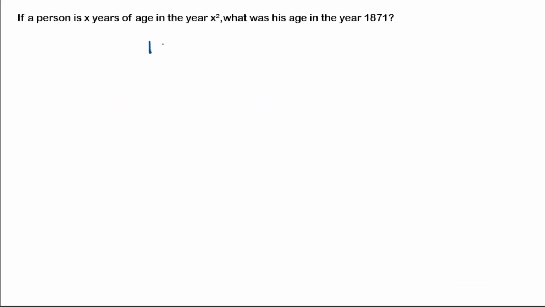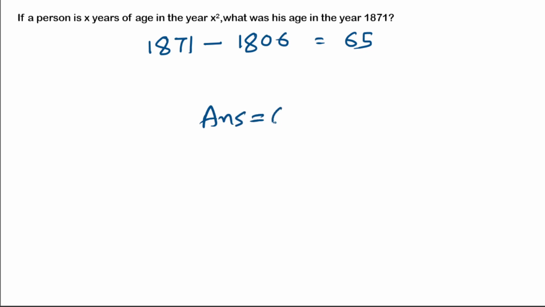Now what is his or her age in the year 1871? It is 1871 minus 1806. This is going to be 65. So we have the answer as 65, and this is how we solve this particular problem.